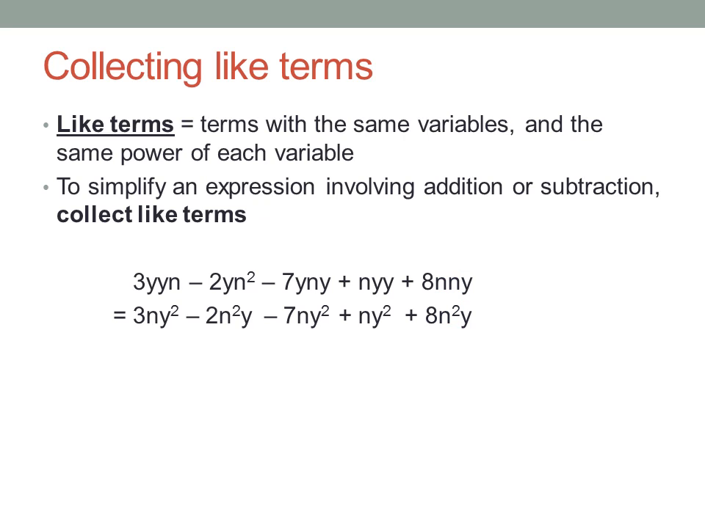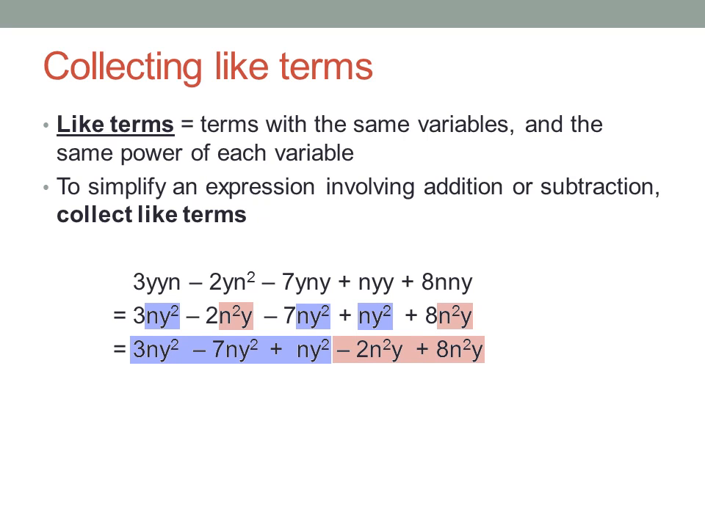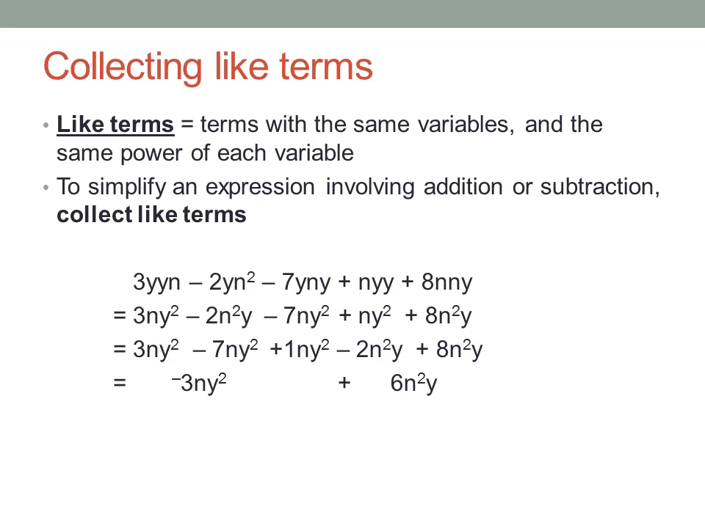Okay, now is it easier to see the like terms? Collect them together. Careful, keep the minus signs with the terms that follow them. You can also write a 1 in front of the third term if it makes it easier for you. Now you can simplify. 3 minus 7 is negative 4, plus 1 is negative 3ny squared. Negative 2 plus 8 is positive 6n squared y. And that's much simpler than the first line. Good.